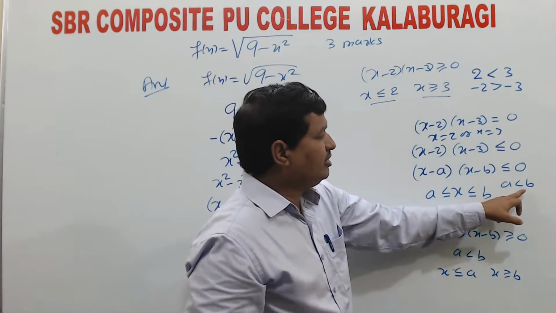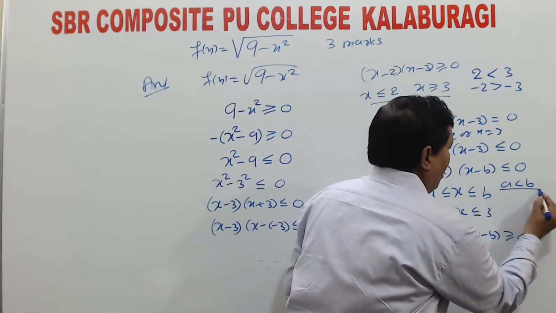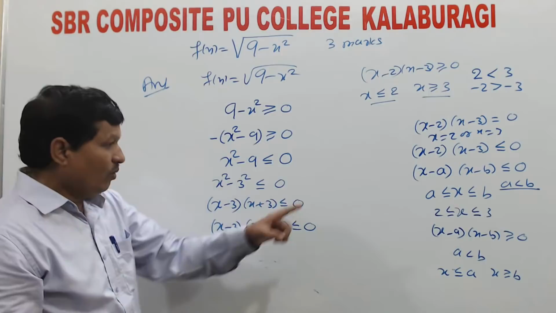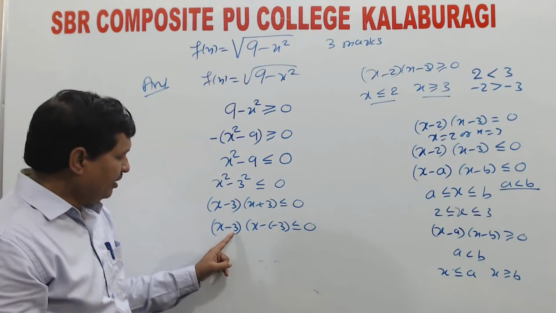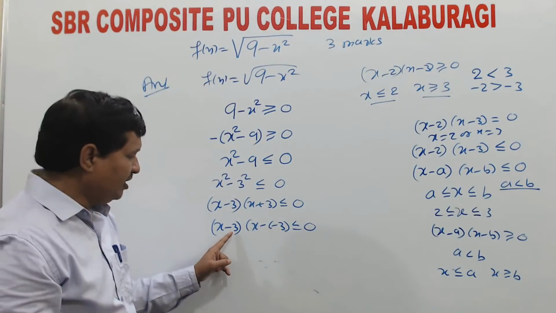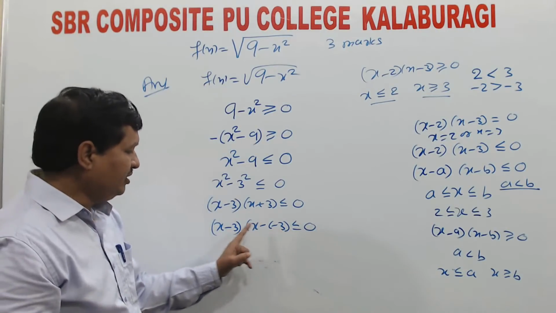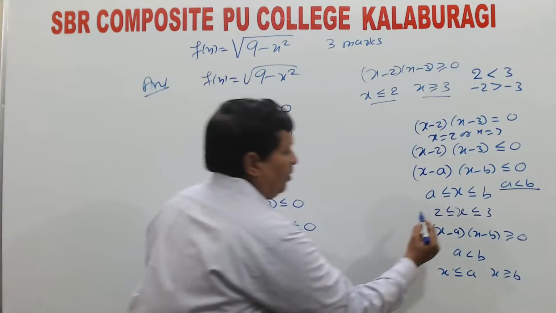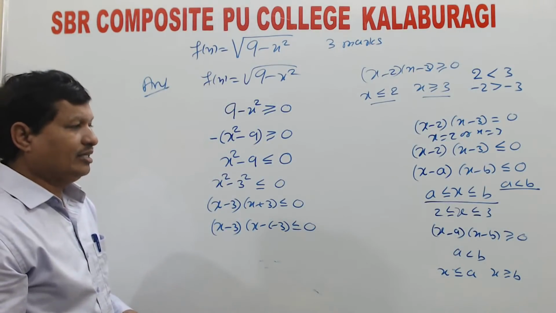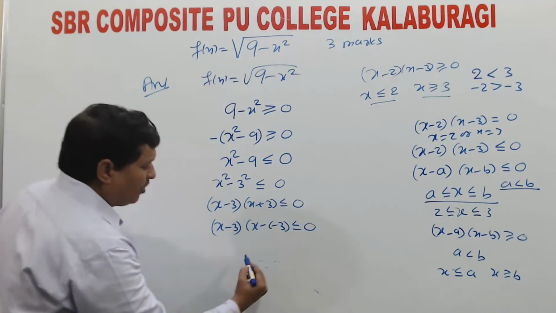A is less than b. This condition you have to see: either a is less than b or b is less than a. What are the values of a and b? Here 3 is there, here minus 3. It means minus 3 is less than 3. Minus 3 is less than 3 means x takes values x greater than or equal to a, less than or equal to b. What have you written?